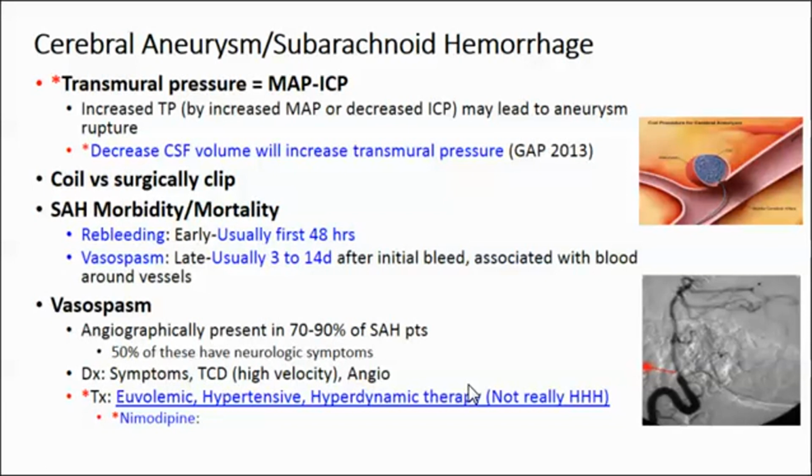Triple H therapy is not a thing anymore. You'll still see it in books though, so be careful with that. The idea here is the patient has to be euvolemic. We can use hypertension and hyperdynamicity, that's probably a word, to increase pressure through the narrowed blood vessels to keep the tissue distal from getting ischemic. There's a lot more to it than that, but that's essentially the way to think about it.